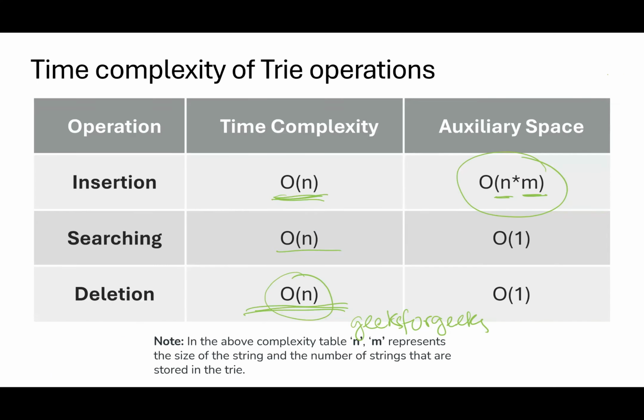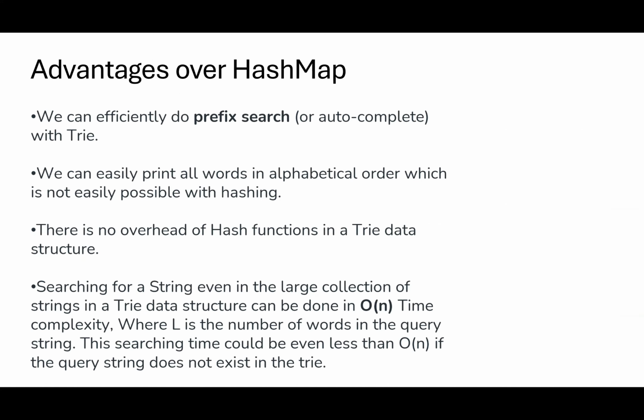So if we are inserting m words, and each of them is of length n, then in total, in the worst case, we have to create n times m new nodes. And for searching and deletion, we are not creating anything, so we don't need any extra space.